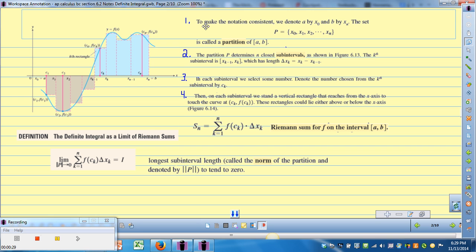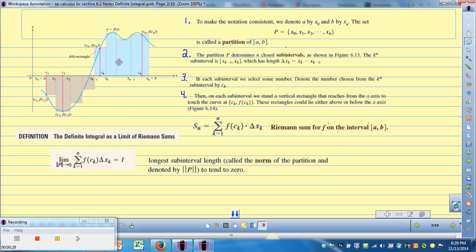So we talked in class about parsing through this notation to understand what it is they're trying to tell us. So here is our function f of x, and you can see that we have broken it up into subintervals, calling a x sub 0, and over here our end of the partition b, x sub n.